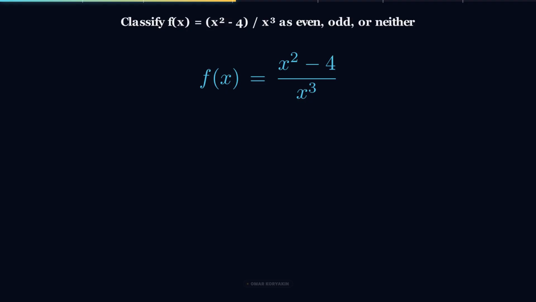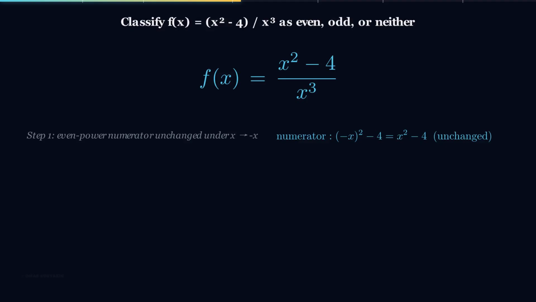Classify the function f of x equals x squared minus 4 divided by x cubed, and use the result to predict the symmetry of its graph. Step 1. Compute f of negative x by substituting negative x for x in every position. The numerator becomes the quantity negative x squared minus 4, which equals x squared minus 4 because the squared term is the same. The denominator becomes negative x cubed, which equals negative x cubed because the cube power is odd. So f of negative x equals x squared minus 4 divided by negative x cubed.